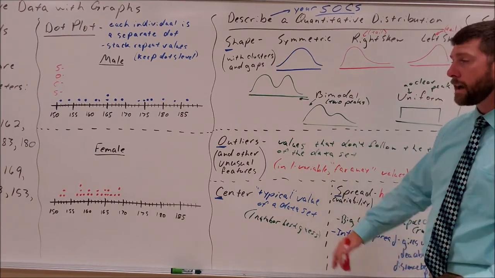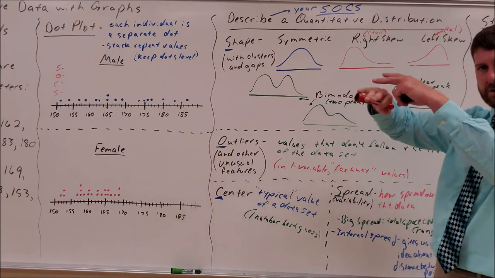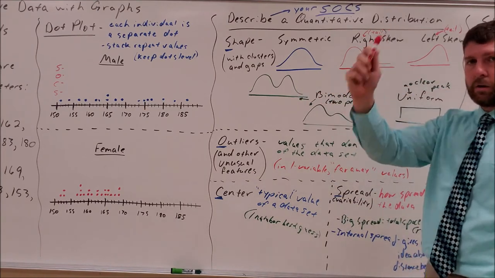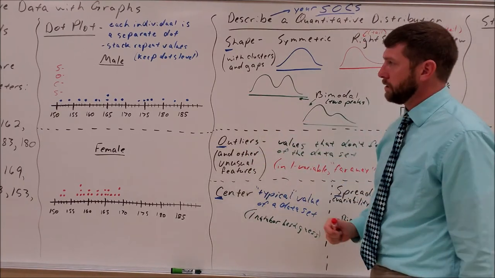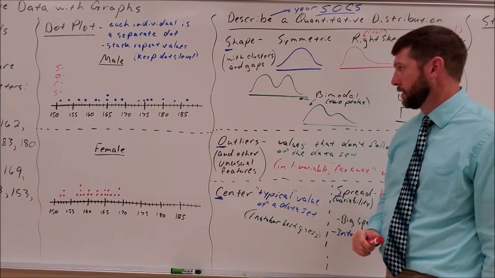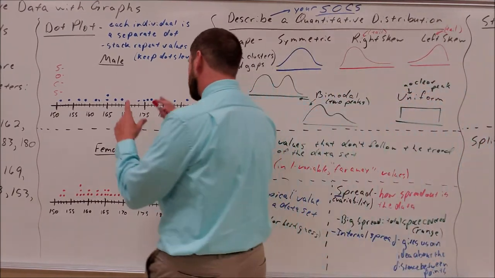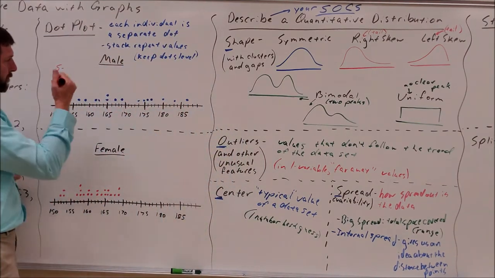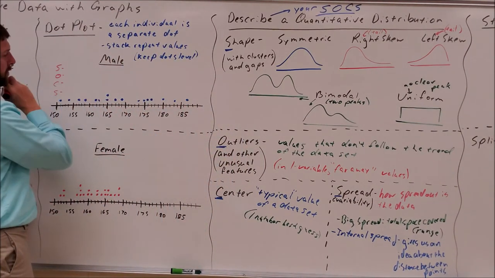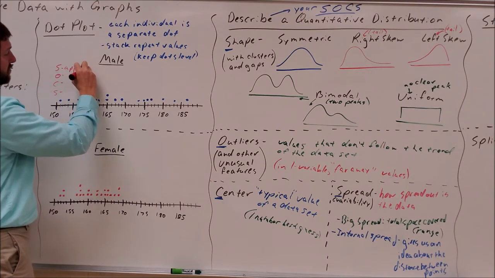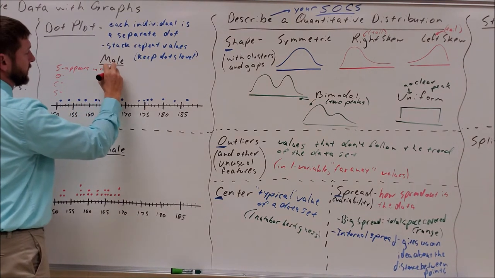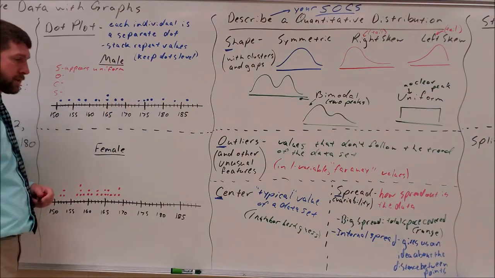Well, if I'm looking at that, I don't really see much shape to it, right? It's really spread out, it's really flat. It's just one dot, one dot, one dot, one dot, one dot. I don't see many clusters. I don't see many gaps in that. So by the way it initially looks, I might say that it appears uniform. I think that's a good description of the SOCS on this one.